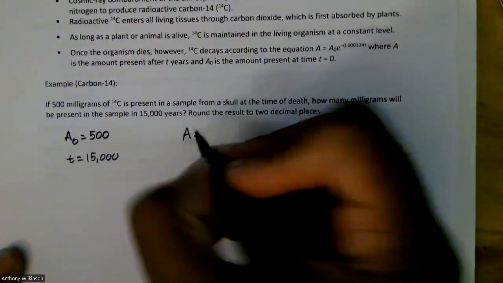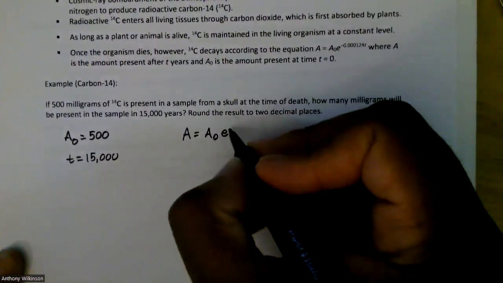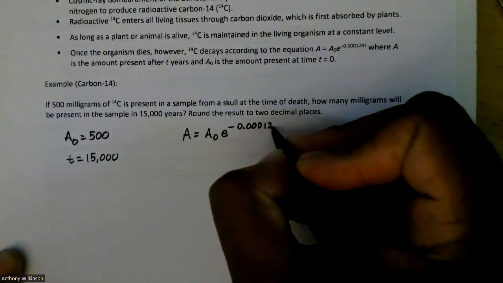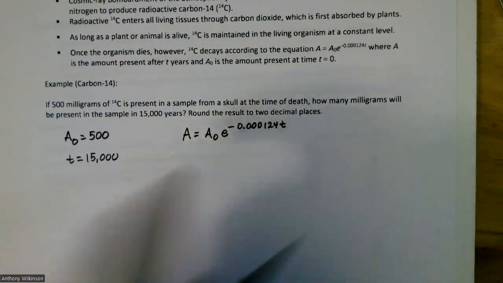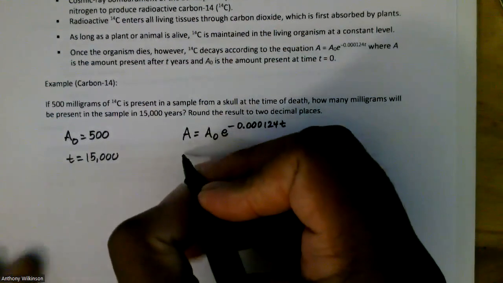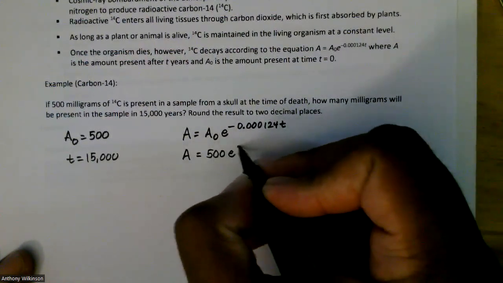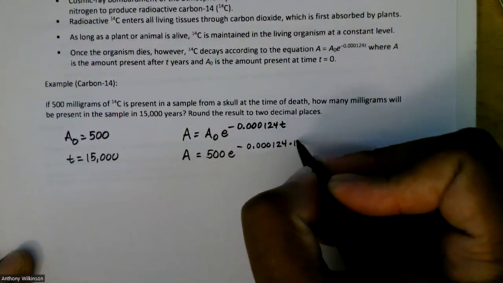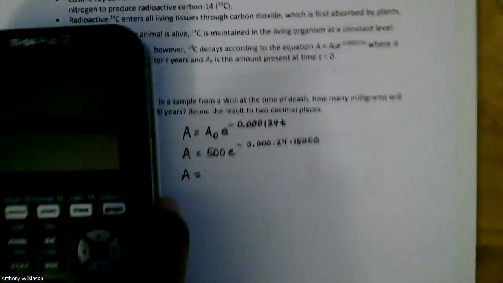And the formula that we're using, I'm writing that over as A is equal to A sub 0 times e to the negative 0.000124 times t. And notice that the exponent here is negative when you're dealing with exponential decay. Now let's substitute, find out what A is. A is equal to A sub 0, that's 500, times e to the negative 0.000124 times t, which is 15,000.